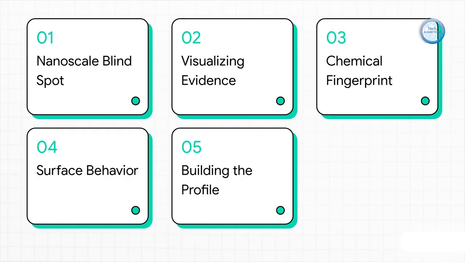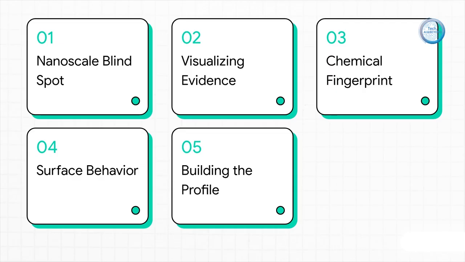That is a fantastic analogy. It's so clear that this is a totally essential part of the process. So for today, it looks like we've got our roadmap laid out. We'll start with that nanoscale blind spot, then look at how we visualize things, figure out their chemical makeup, and understand how they behave before wrapping it all up.